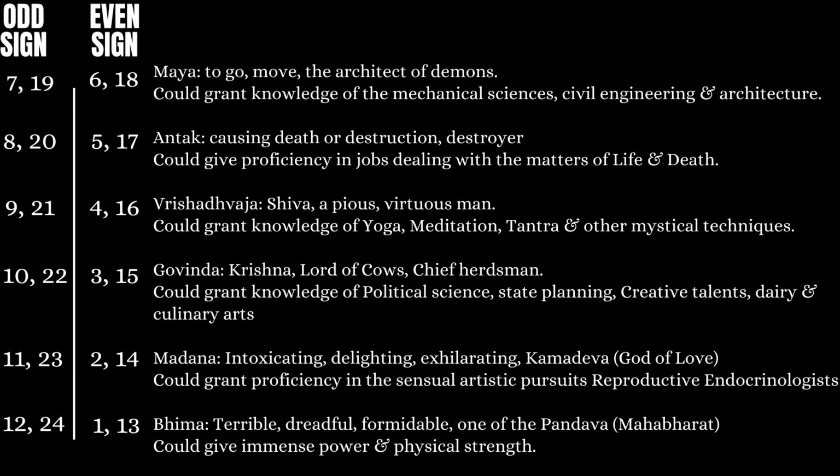So my ascendant is falling in Govinda's part, who presides over it as a teacher, as a significator of the intelligence right there on my ascendant. Govinda is someone who could grant you knowledge of political science, state planning, creative talents, dairy and culinary arts. But most important is the 5th house Lord's scrutinization.